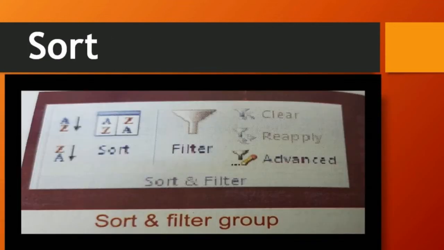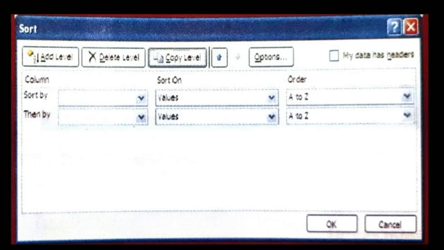SORT. What is sort? Sorting refers to the action of arranging a list of items in a specific order, which can be either ascending or descending. This can be done by selecting the Sort and Filter group of the Data tab. Sorting data on multiple columns: select or click in the list of data you want to sort. Click the Sort button from the Sort and Filter group of the Data tab.